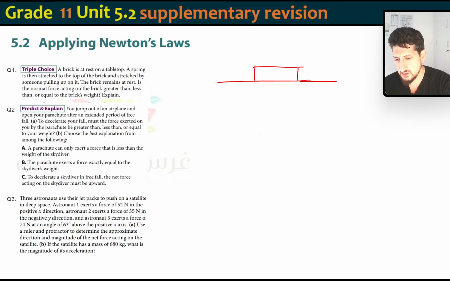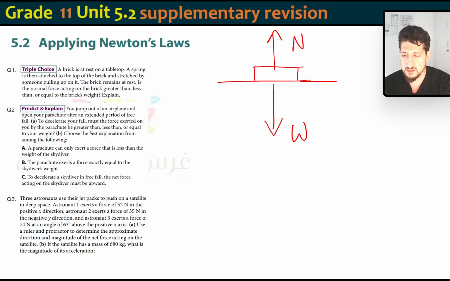So the first thing we need to realize is that the brick has a weight force, and there is a reaction force, what we call a normal force, acting on it. And these two are equal and opposite. So let's say, for example, the brick is 5 newtons. Then the normal force would also equal 5 newtons.